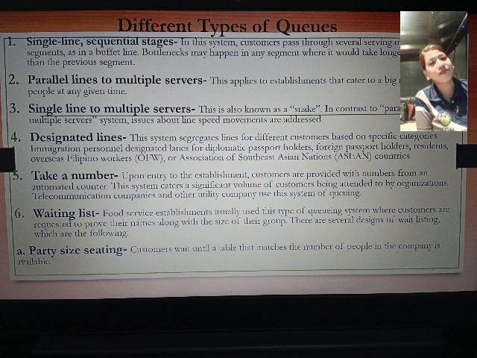Next is waiting list. Food service establishments usually use this type of waiting system where customers are requested to provide their names along with the size of their group. So example for this is McDo. Then, ining a waiting list, may danera sinisiring nga party size seating. So ining a party size seating, customers now wait until a table that matches the number of people in the company is available. So, kung sumulod ka mo nga 6 ka mo katawo, of course, you have to wait until may mabakante nga table nga pan 6 liwat katawo.